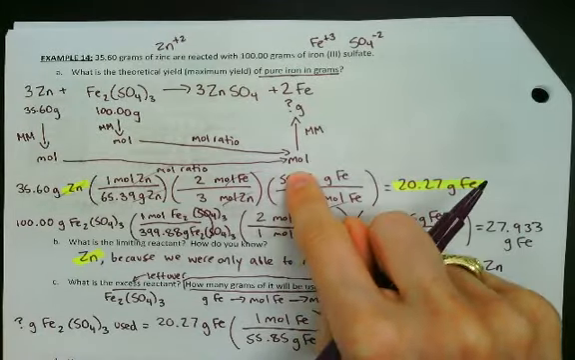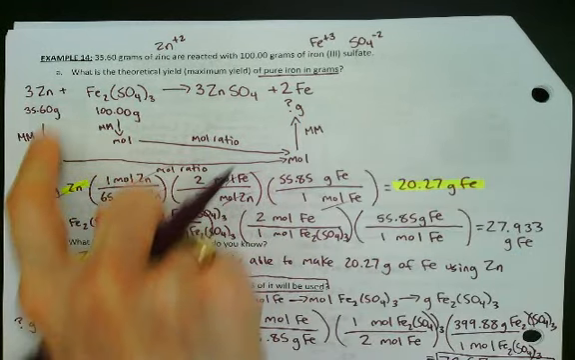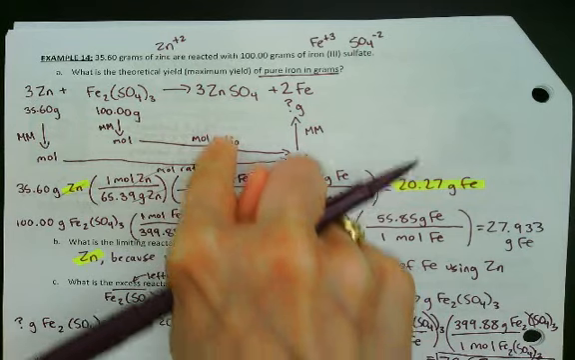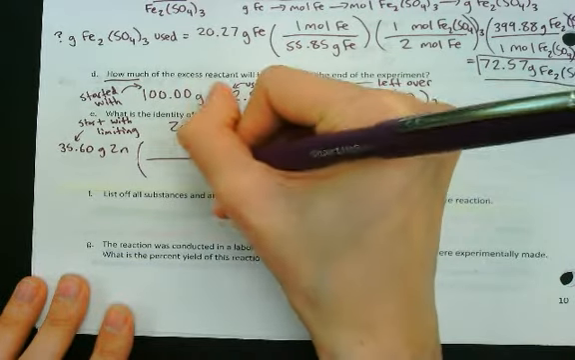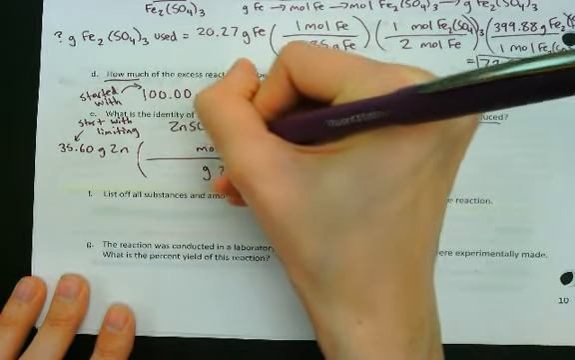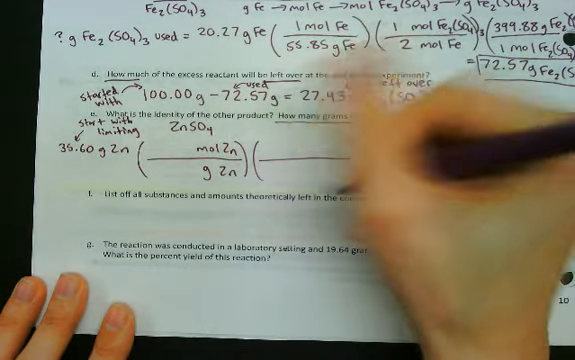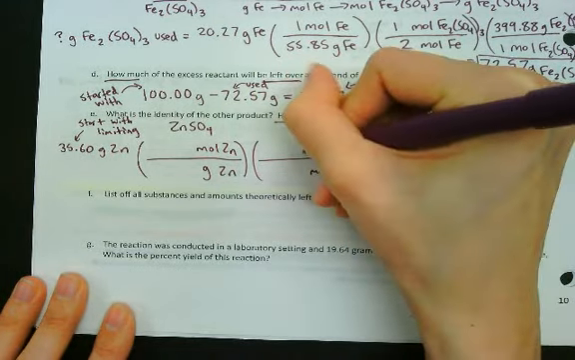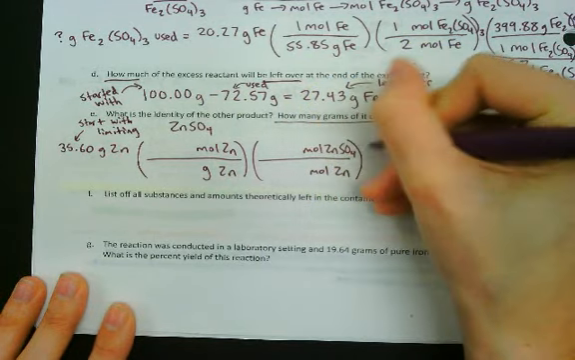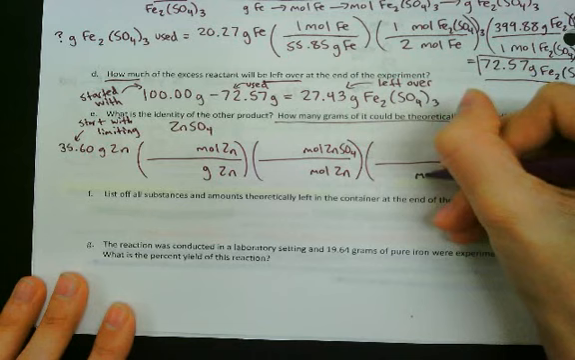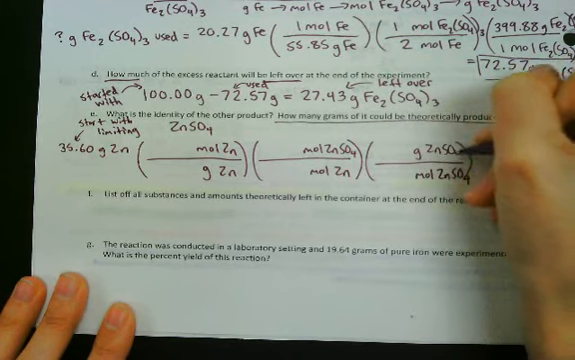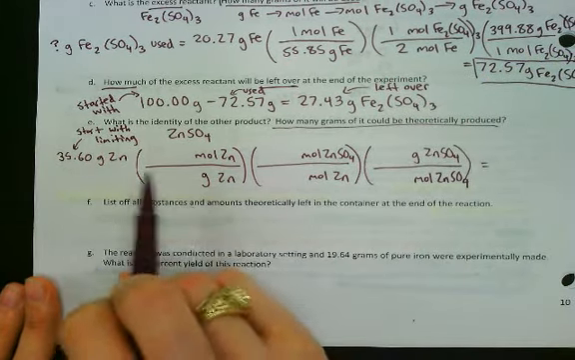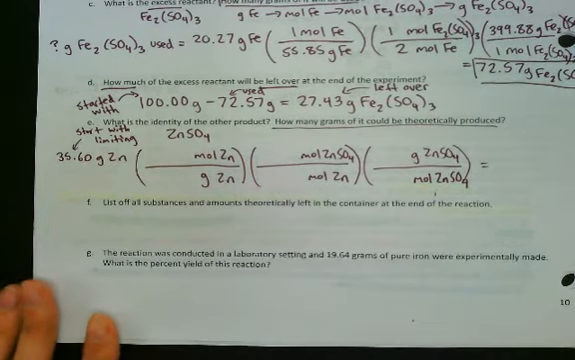So here I'm going to solve, instead of going to moles of iron and then grams of iron, I'm going to go from zinc to moles of zinc sulfate and then grams of zinc sulfate. So I'm going to take those steps. I'm going to go from grams of zinc to moles of zinc, and then we're going to go from moles of zinc to moles of zinc sulfate, and then finally we're going to go from moles of zinc sulfate to grams of zinc sulfate. And so I'm going to solve for that. So we're going to fill in our little numbers here.